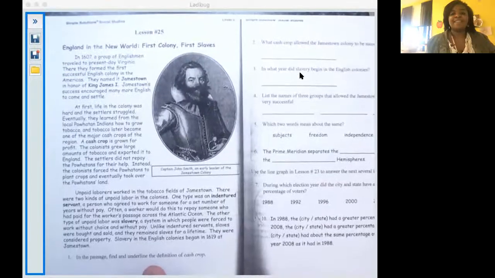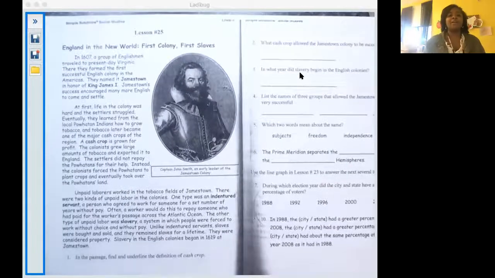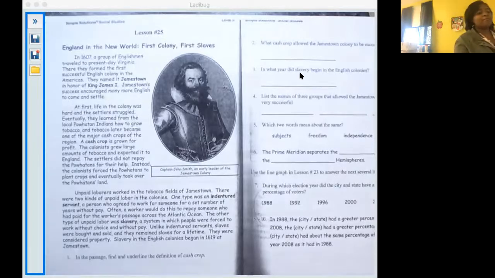Hey guys, so here we are, and we are getting ready to do lesson 25 of Simple Solutions. Okay, so we're going to be looking at England in the New World, the first colony, and the first time we see slavery in America. Okay, so follow along with me.